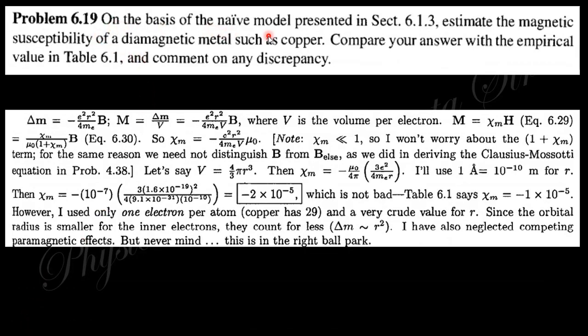Problem 6.19 says: on the basis of the model presented in 6.1.3, estimate the magnetic susceptibility and the electric metal of copper. Compare your answer with the table. Just see this paragraph and try to understand the solution of this question.